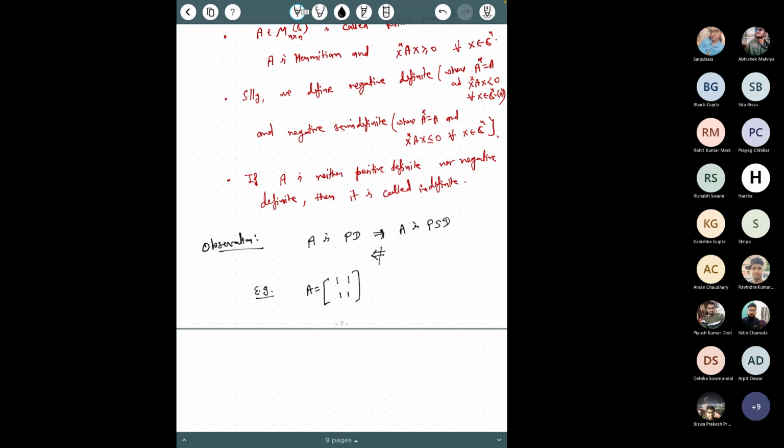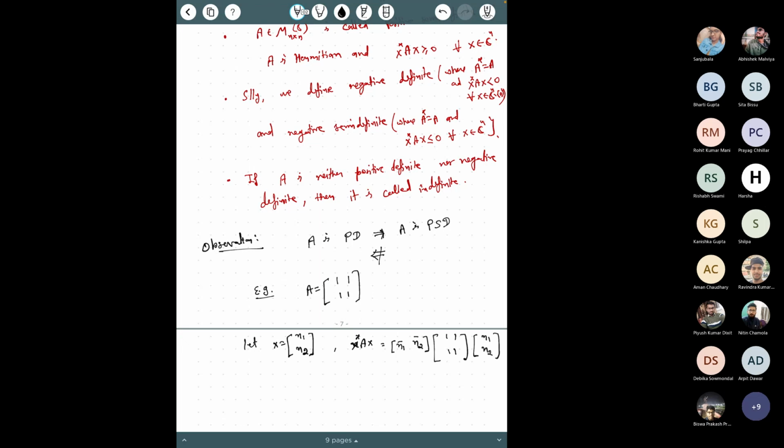And then we have to check that x star Ax is greater than or equal to 0 for all x in C^n. To check that, I need to take any x. So let's take an x in C2 and look at x star Ax. So what is this x star Ax? It is x1 bar, x2 bar, then A is 1 1 1 1, and x is x1, x2.